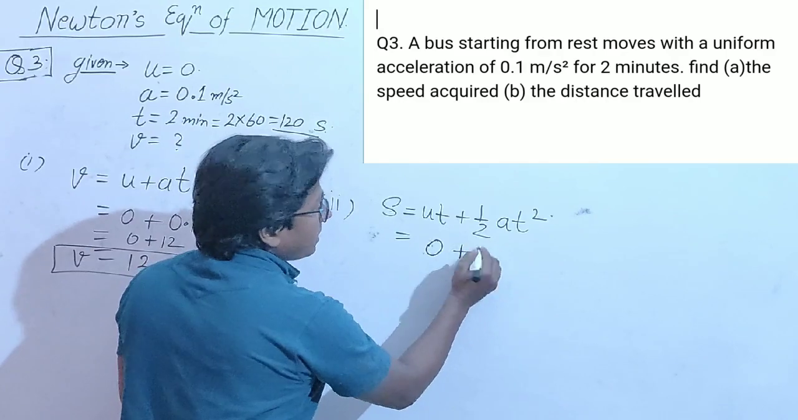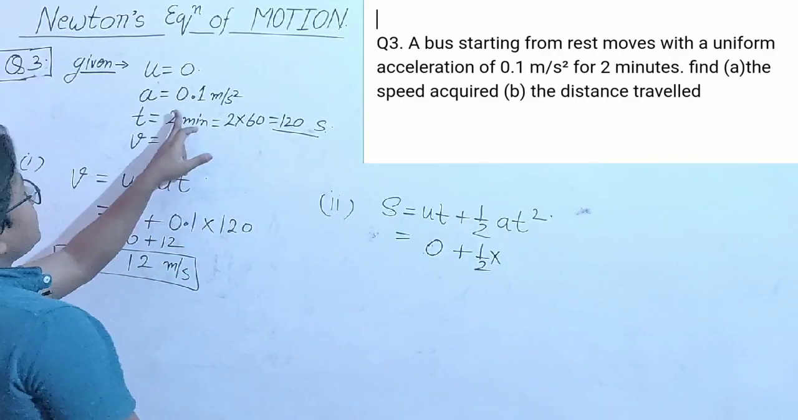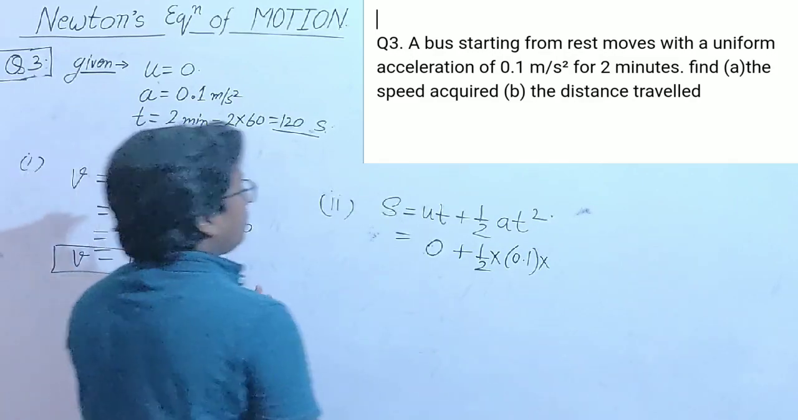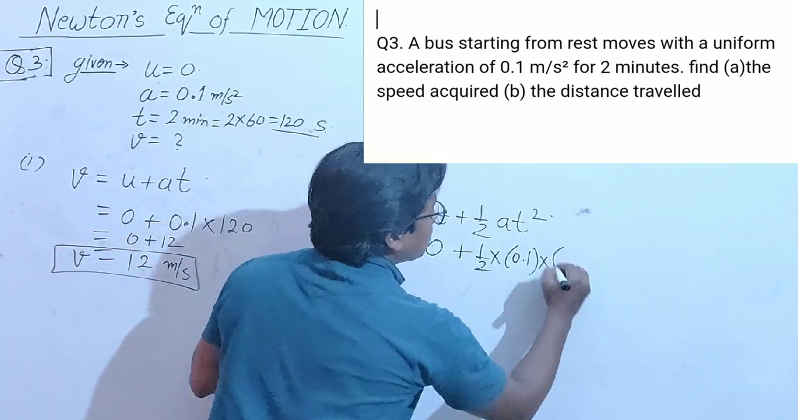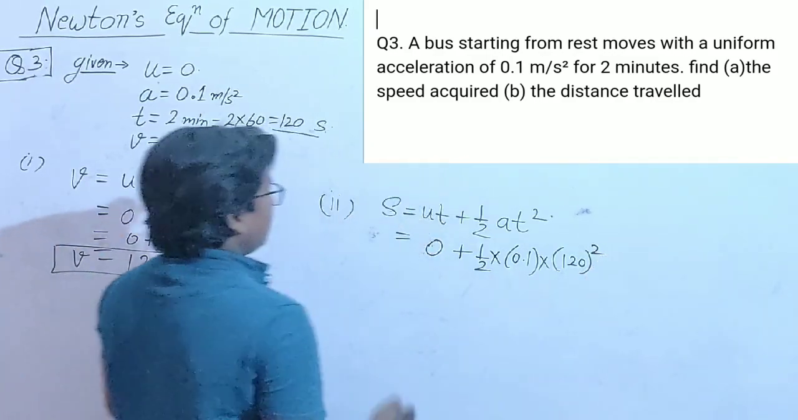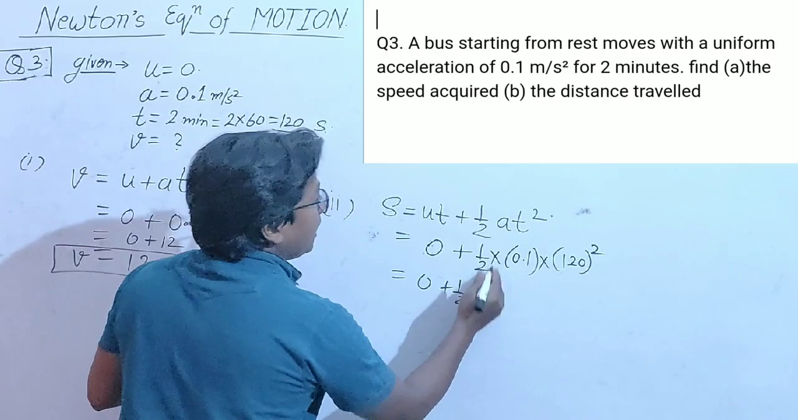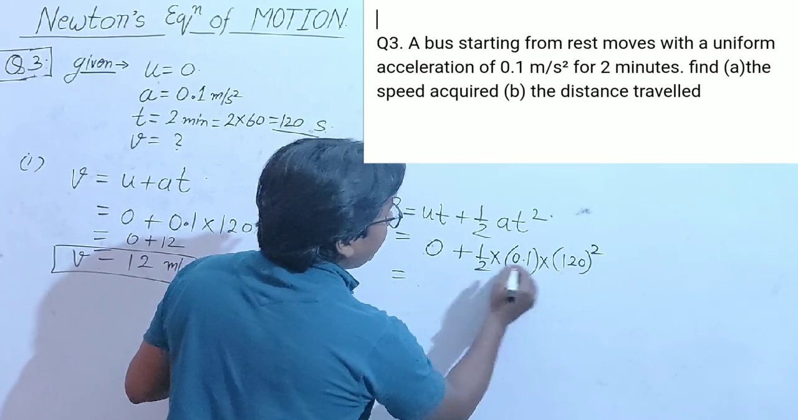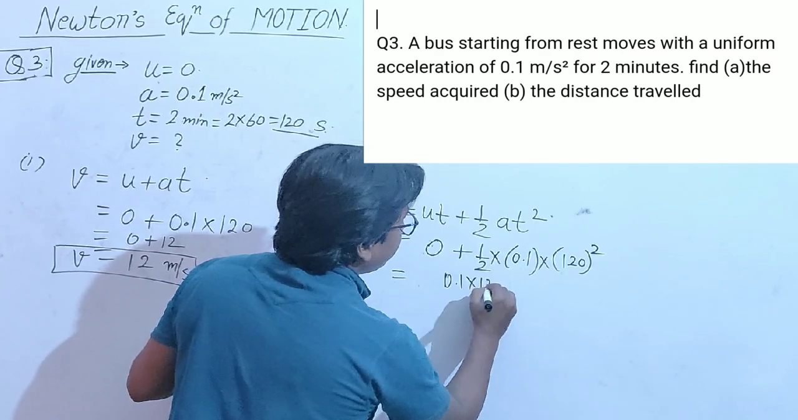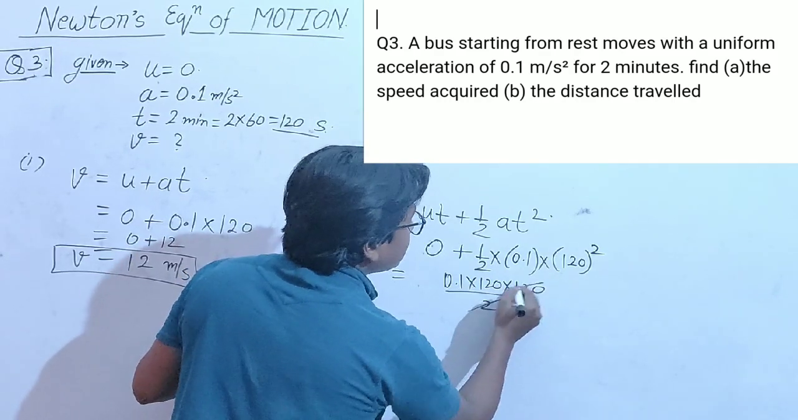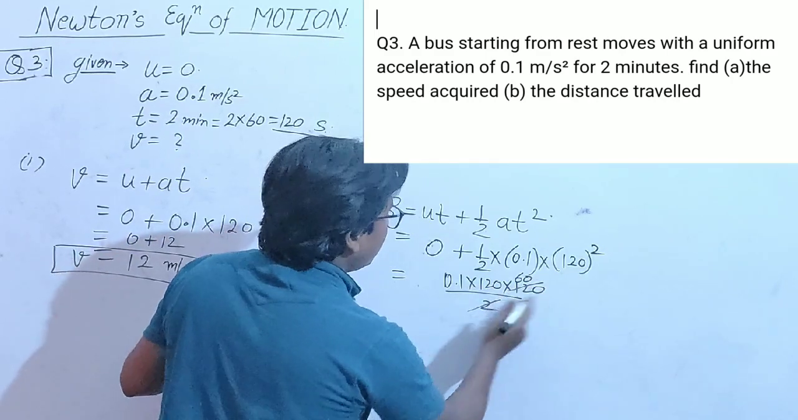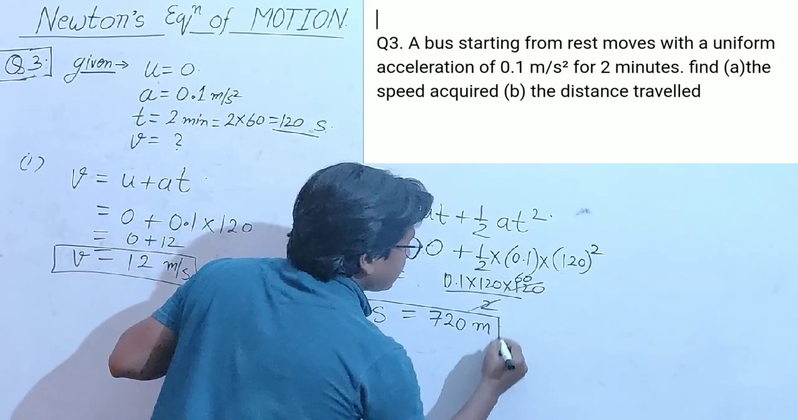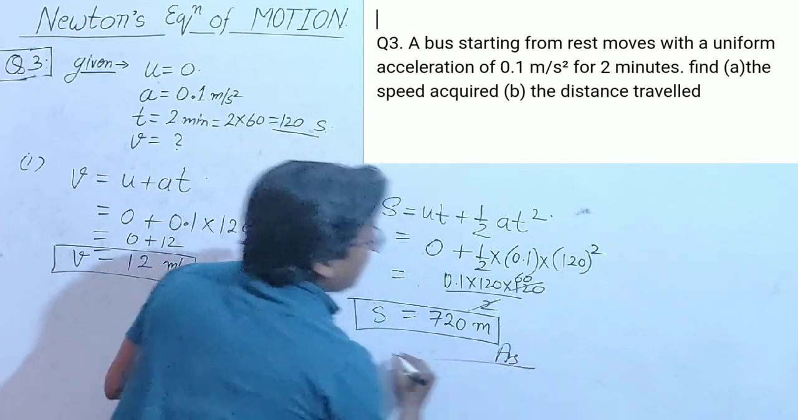So this whole term will be 0 plus half into a. Acceleration is given 0.1 meter per second square, and obviously time is what? 120 seconds. So 120 square. Finding this, 0 plus 1 by 2 into 0.1 into 120 square. After calculation, 0.1 into 120 into 120 by 2. Cancellation 60, 12, 6, 12, 72. So it will be 720 meter. So the distance will be 720 meter. It is your answer.